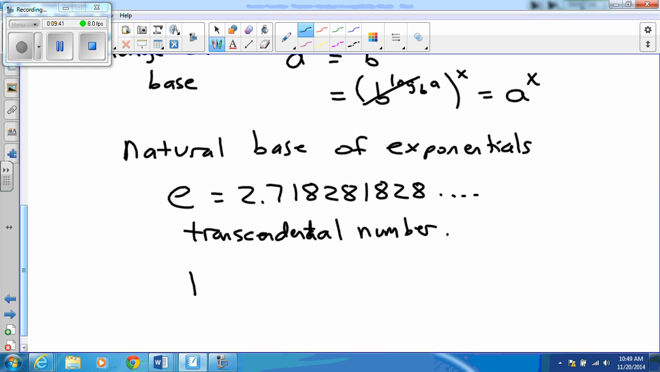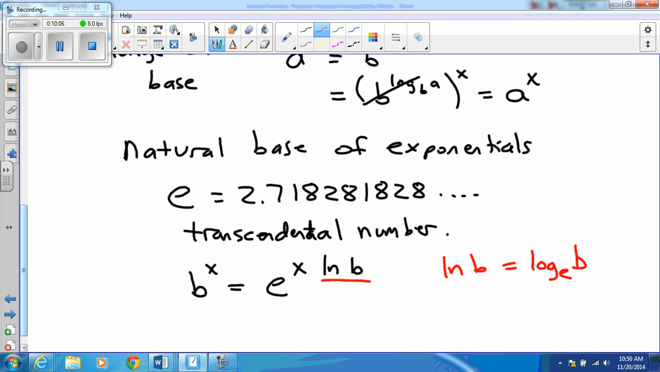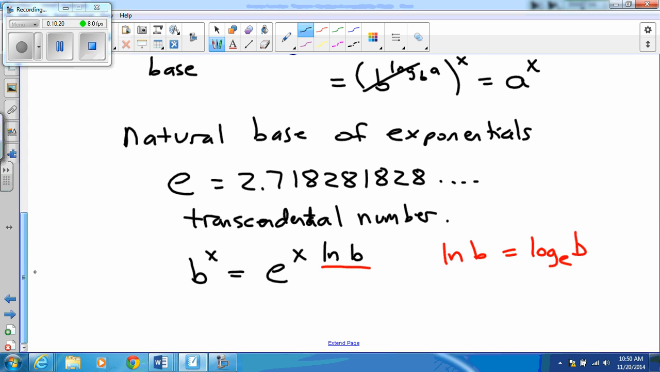And so if we use this change of base property that we have above, then we can say that all exponentials, b to the x, are basically e to some power, specifically e to the x natural log of b. Notice the natural log here means the same as log base e. And the reason we call it the natural log and use the symbol ln here is that e is the natural base of exponentials, as we shall see in just a moment.